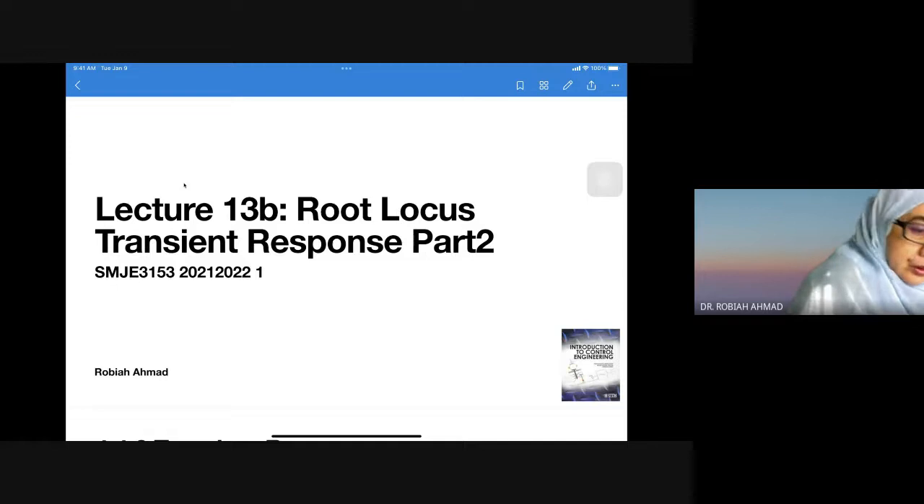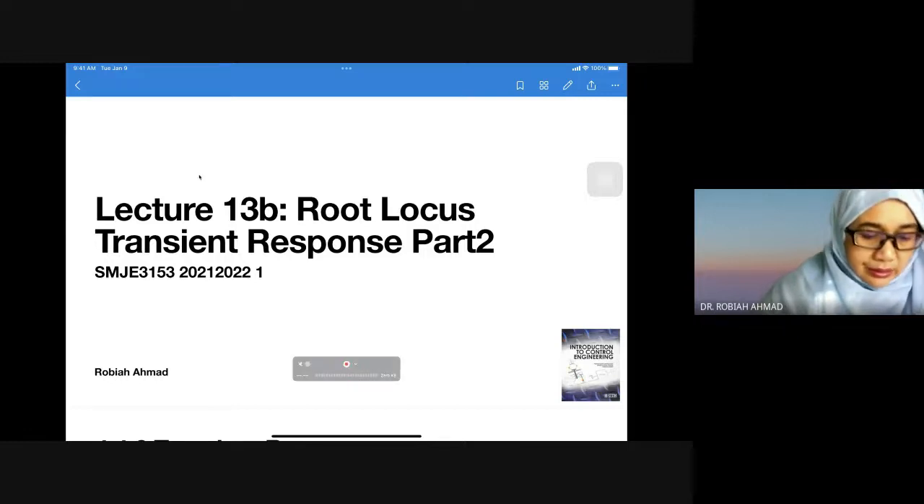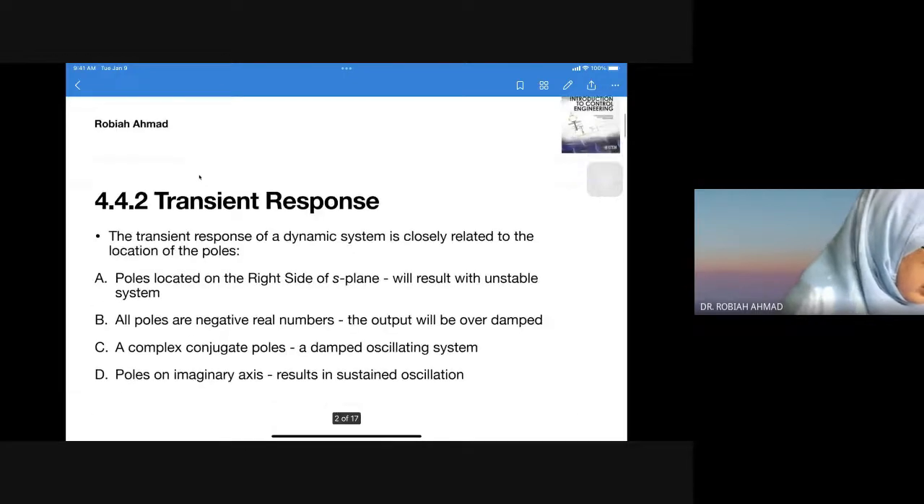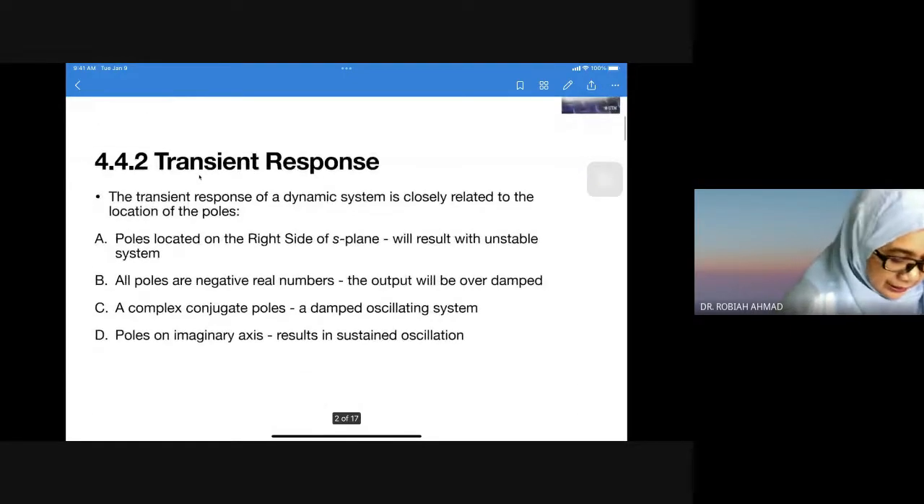So today we will continue with lecture 13b. I think last time we stopped at the question for the next example. So this time we will continue with the solutions and proceed with the transient response analysis. Okay, so let us recap regarding transient response.